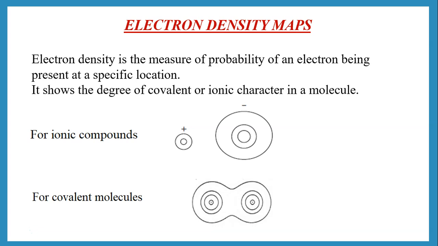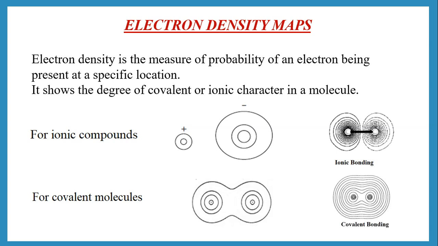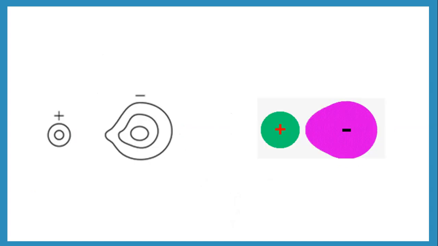And that means we can draw something to indicate whether it is covalent or ionic. What we call contour lines, or the shells or the circles to show where electrons are, for an ionic bond they are separate. For a covalent bond they are overlapping. So these are called electron density maps.